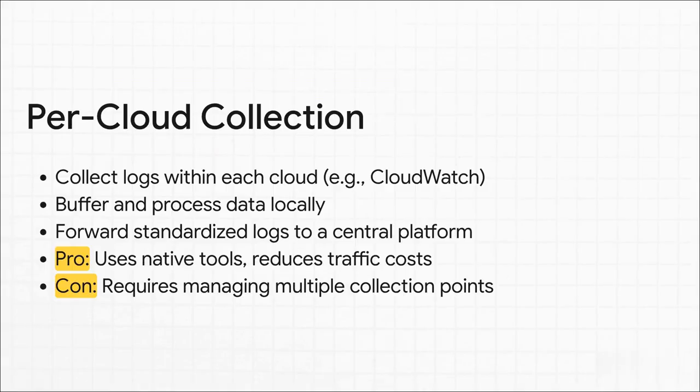So how does this actually work? Well, logs are collected inside each cloud. Think AWS CloudWatch, for example. The data gets buffered and processed right there, locally. Then, specialized forwarders send those nice, standardized logs to your central platform. The pros? You're using native tools you already know, and you're cutting down on that expensive cross-cloud traffic. The con, though, is that you're still managing multiple collection points, which can be a bit of a headache.